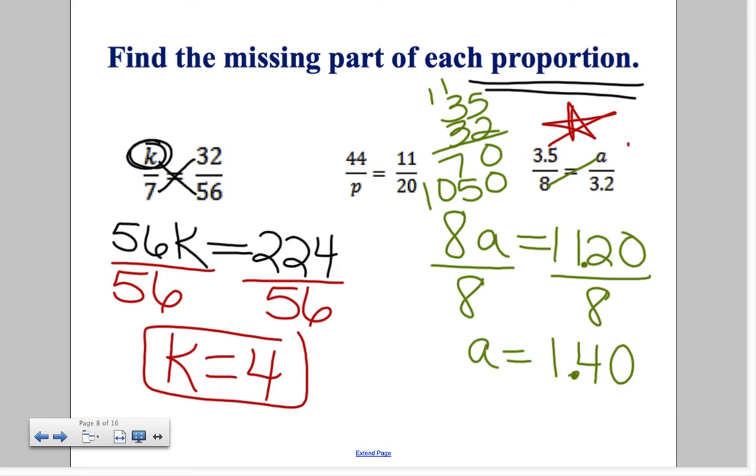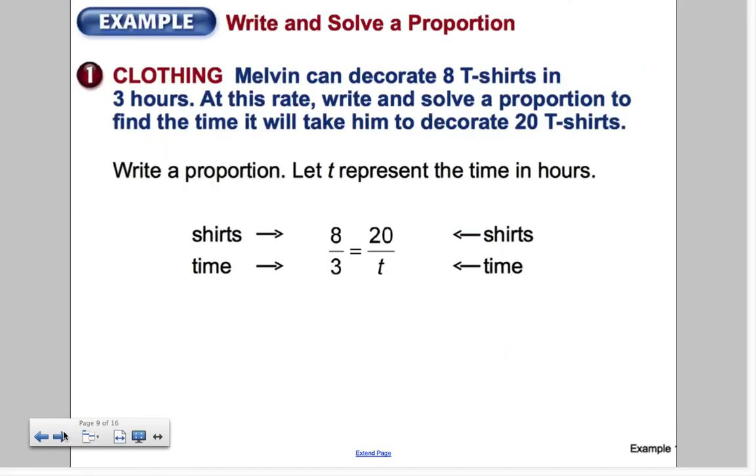Any questions on that? Now what we're going to do is use this process to solve some word problems. Remember how I told you that sooner or later you're going to have to write label over label first? There's something you first have to realize. What are the numbers describing? What are we comparing? We're comparing T-shirts to time in this particular problem.